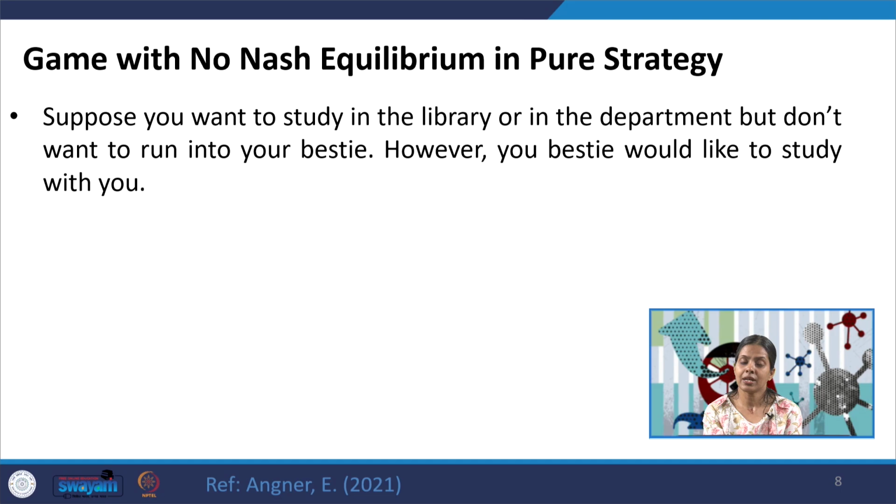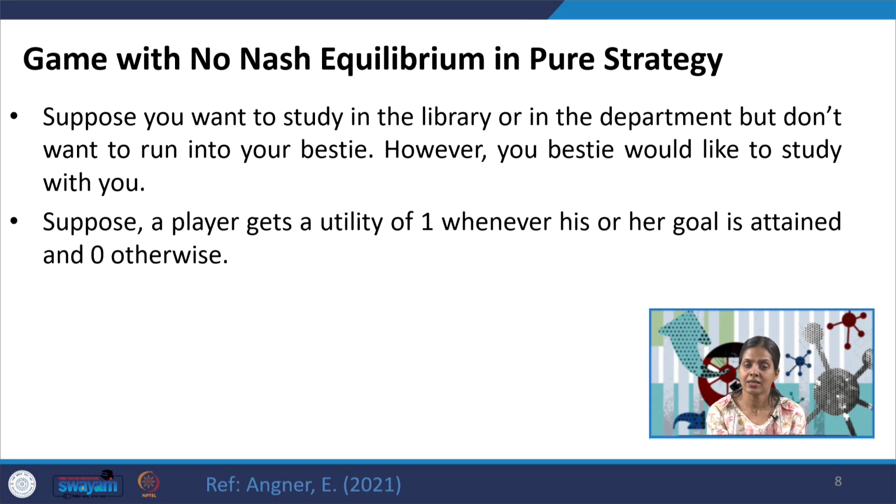Now, we talk about games with no Nash equilibrium in pure strategy. Suppose you want to study in the library or in the department, but do not want to run into your bestie. However, your bestie would like to study with you. So, you want to study alone while your best friend wants to study with you. Now, there is a conflict of interest and see what happens.